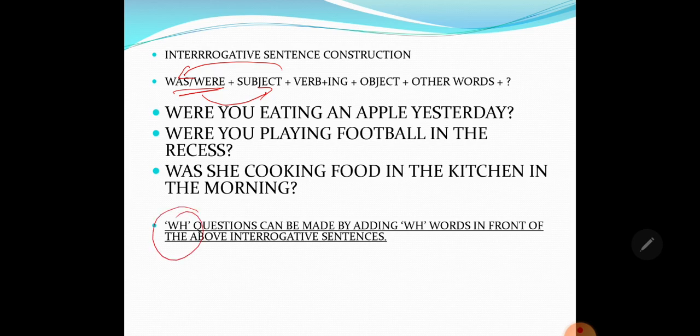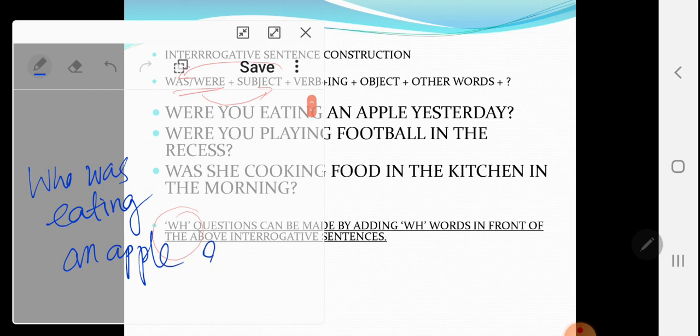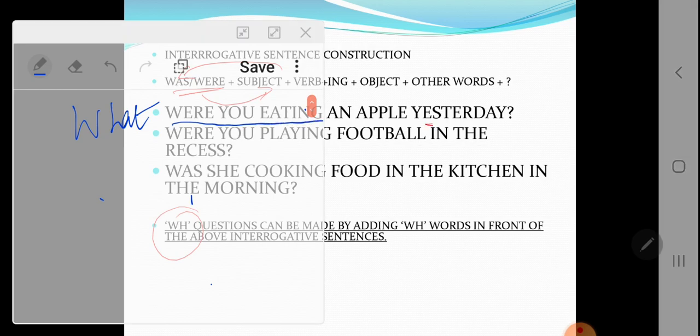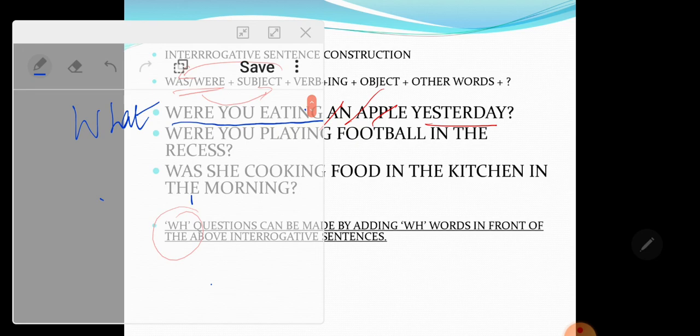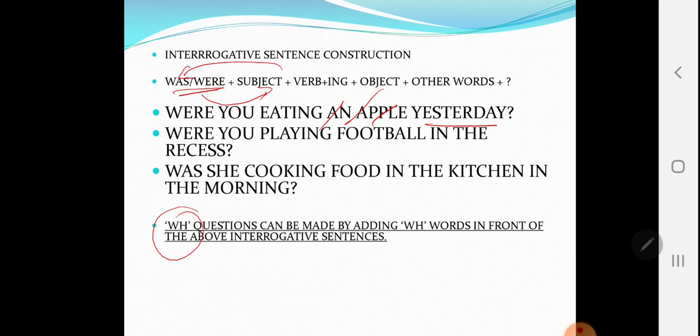And WH question, as I told you, okay, we can make in the same way, like who was eating an apple yesterday. Suppose you want to make sentence using what: what were you eating yesterday? Apple is the answer, so we don't write it in the question. So this is how you make your questions. WH questions also an inversion question.